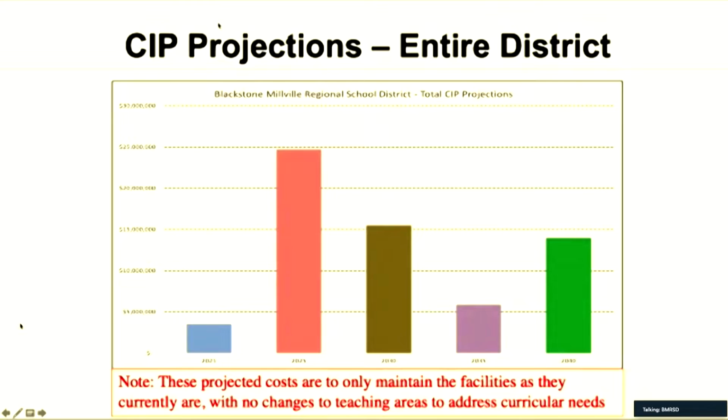Some of those projects would qualify for grants if there's a grant program available for them. Quite a few of the projects would not qualify for grants.